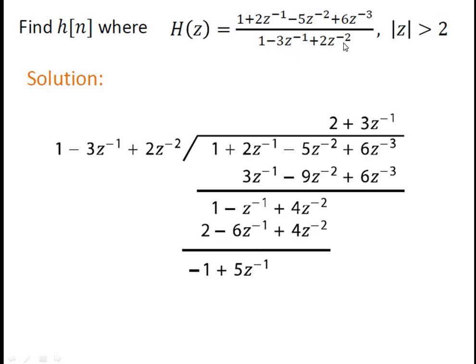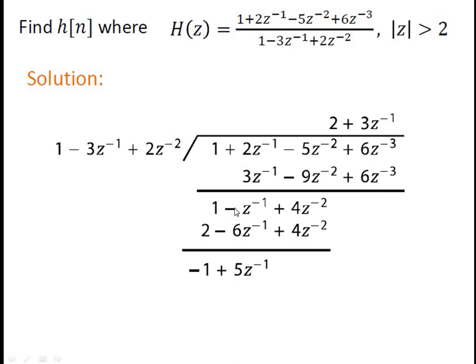Here the highest degree is -2. In the denominator the highest degree is 2, whereas in the numerator it is 3. So we do not have a higher degree in the denominator than in the numerator. So we are going to start solving this problem using the long division method. We are going to divide the numerator by the denominator. Our aim is to bring the remainder to 0.